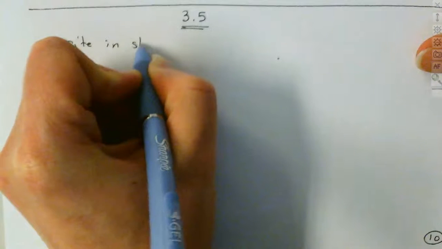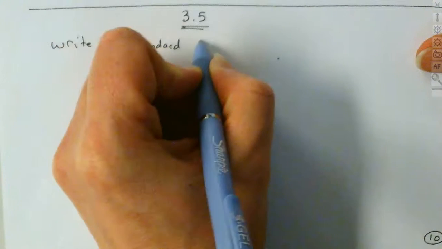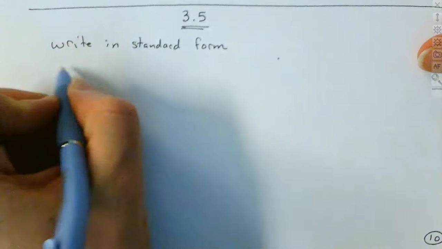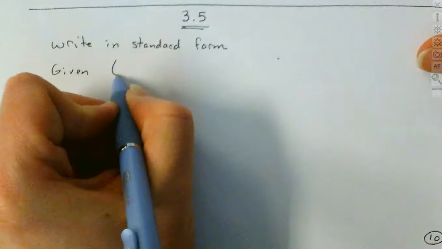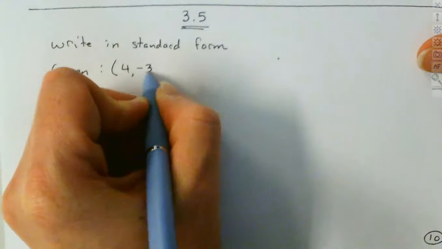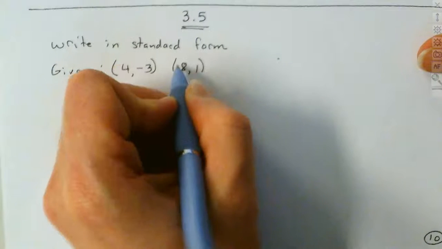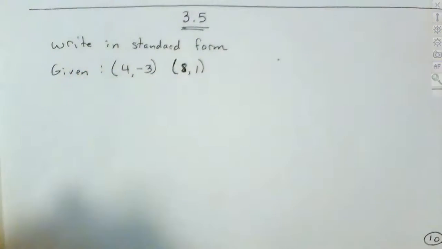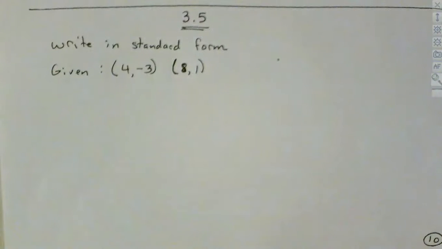I'm going to give you 2 points. We're going to find the slope, use the point-slope formula, and then we'll write it in either slope-intercept or standard form. So the first one I'm going to have you write in standard form. You're going to be given 2 points. How about 4, -3, and 8, 1. So here's 2 points. We're going to work with these 2 points, and we're going to eventually get our answer in standard form.